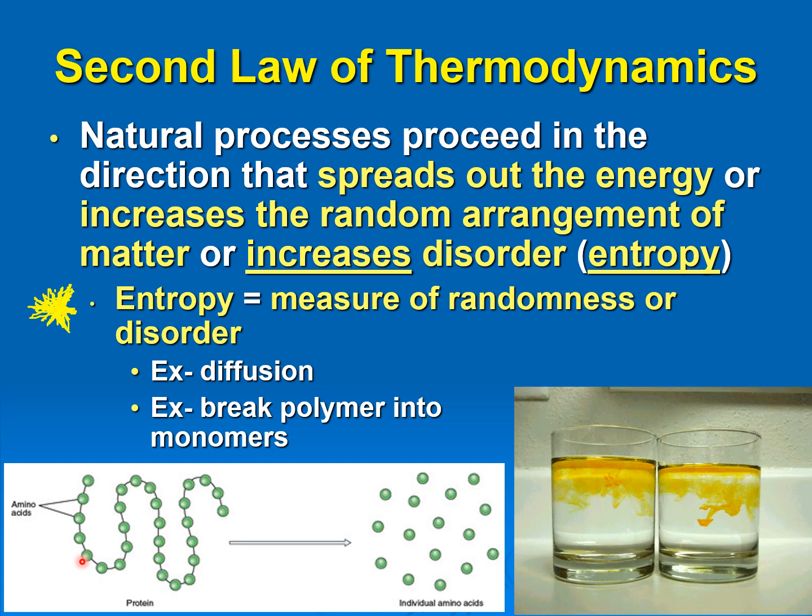Another example here would be when you break a polymer like this protein into the individual subunits or monomers. So we break our protein apart into the individual amino acids. It's much easier to break something apart than it is to put something back together. Okay, because it takes more energy to put those amino acids back together to make the protein. It's much easier to break it apart.